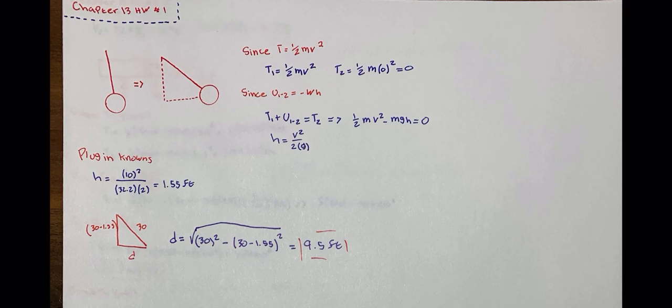Okay, so this is chapter 13, homework number 1. The first problem is an ore mixing operation with a bucket full of ore suspended on a bridge and traveling 10 feet per second along when all of a sudden it's brought to a stop, and we're supposed to find the maximum horizontal distance that the bucket has swung.